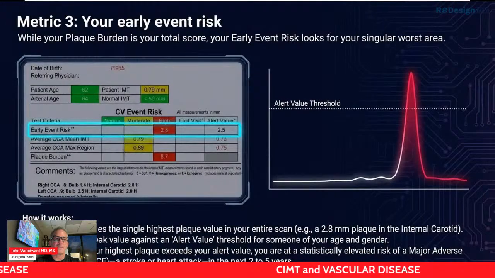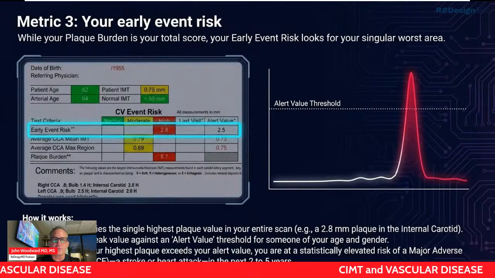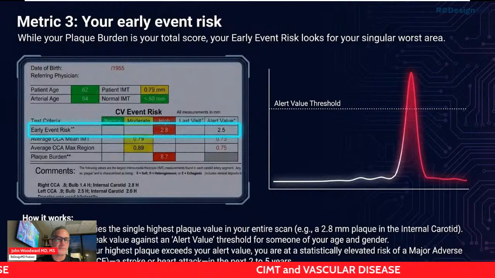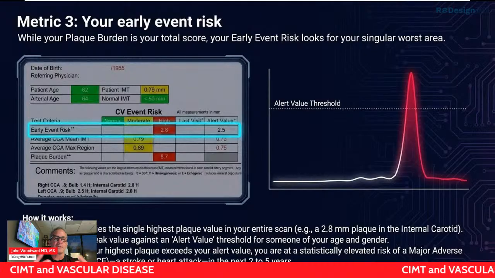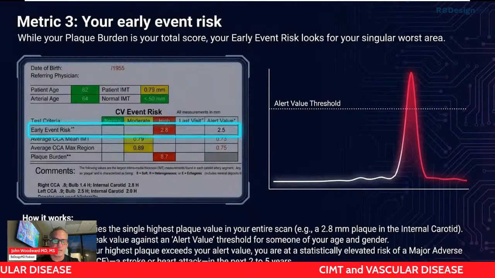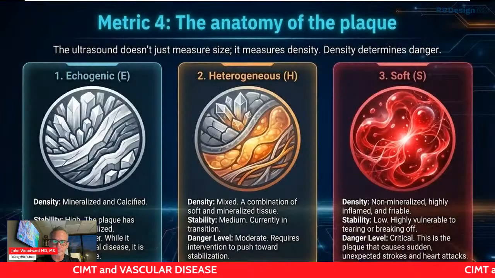So this is the early event risk. Like I said, it's looking at one point in all of the measurements, the highest point. And if that point is greater than the alert value of 2.5, yours is 2.8 here, we're going to say there's an increased risk of early events. Early events, what does that mean? Acute coronary syndromes, which includes heart attacks or strokes, quite frankly.